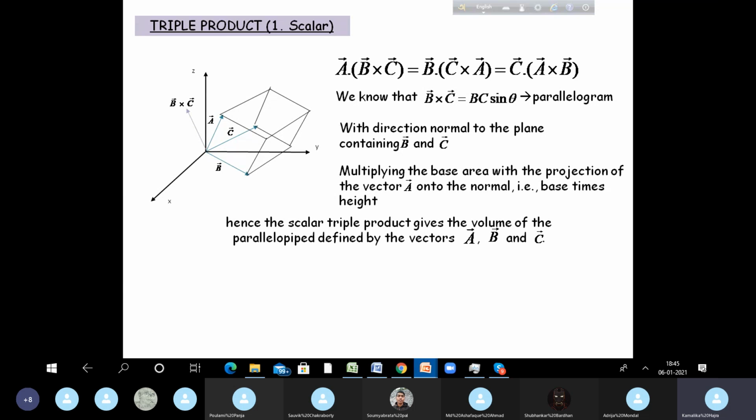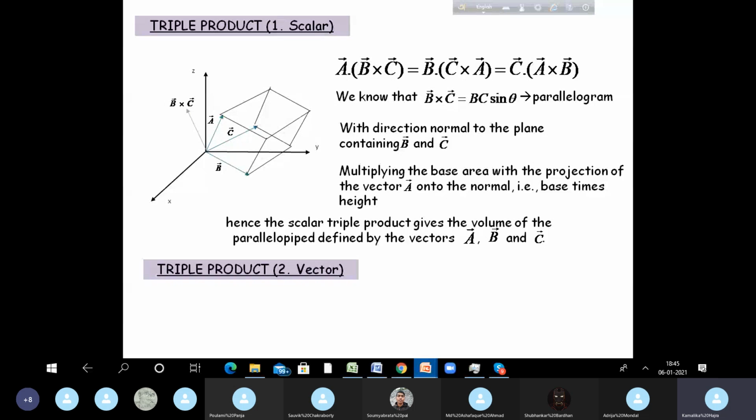Is this clear to everybody? Has everybody understood how we are getting the volume? Yes, ma'am. Okay. Not very difficult to understand. You just need to visualize the three-dimensional picture. Okay.